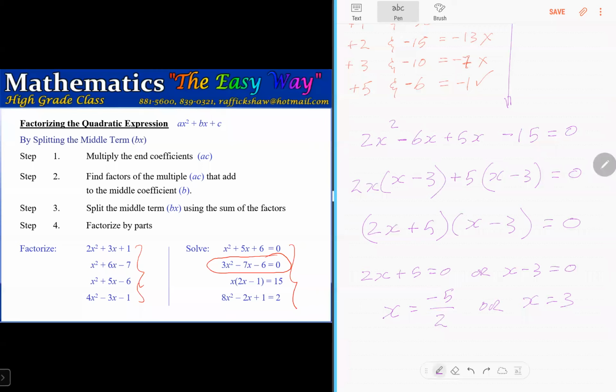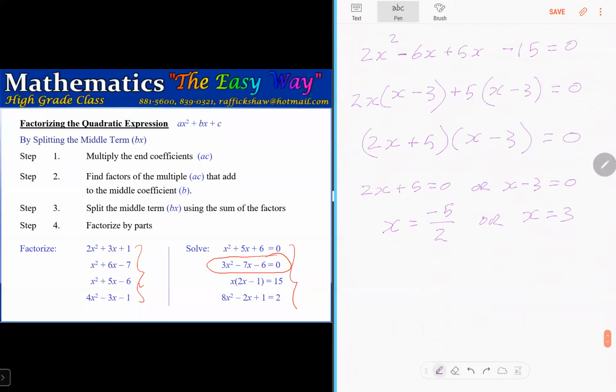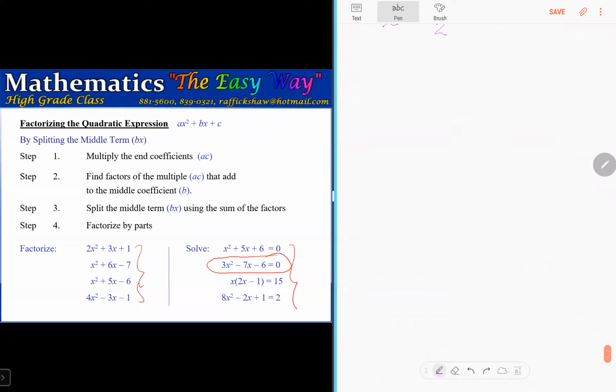All right, let's continue. Let's do the last one on the page, the 8x squared minus 2x one. Next one. So now we're doing the next example: 8x squared minus 2x plus 1 equals 2. All right, now that is not standard. First thing we have to do is carry over the 2 and make it equal 0. That is basic. So we carry over the 2, we get 8x squared minus 2x minus 1, because 1 minus 2 is going to become minus 1, equals 0.